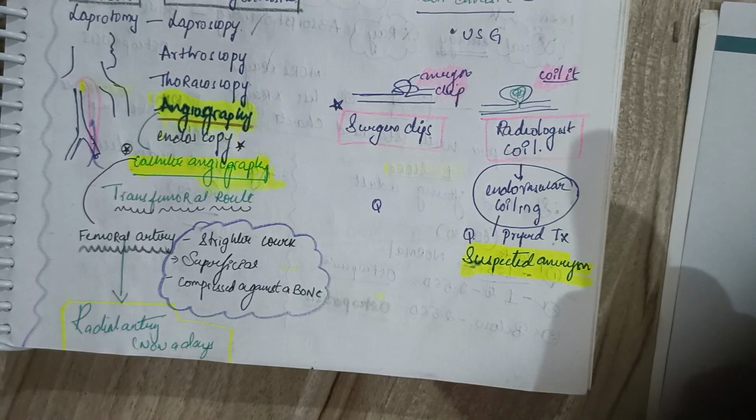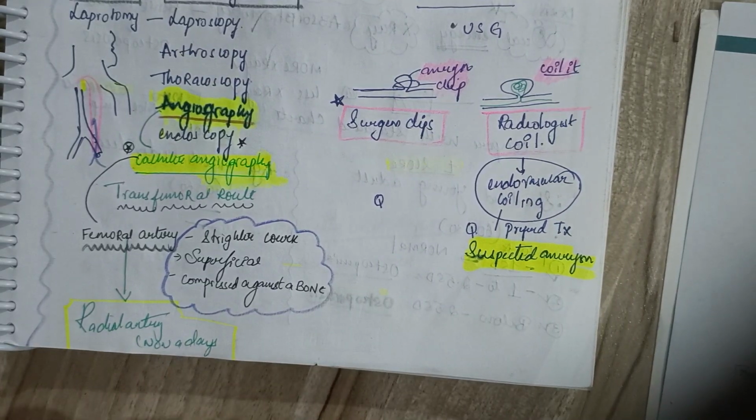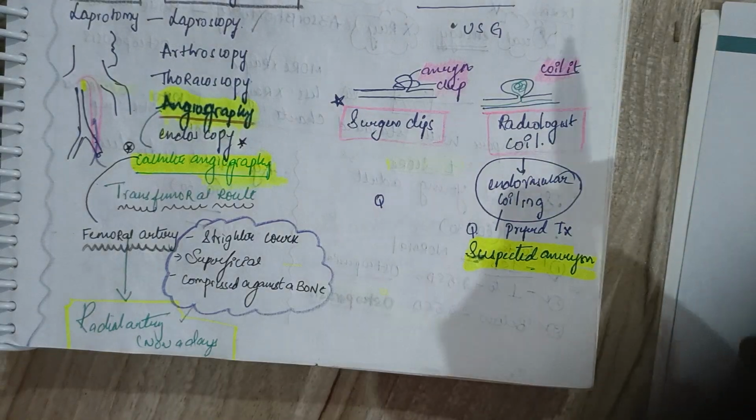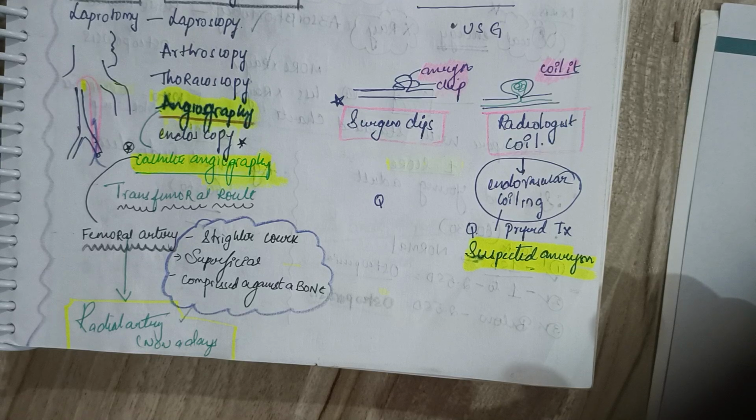So mostly you use a transfemoral route, and nowadays we are using the radial artery. That's the first basic point regarding minimally invasive.